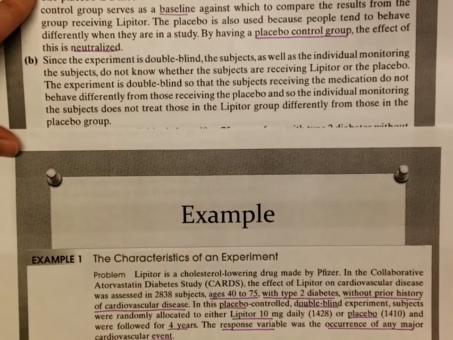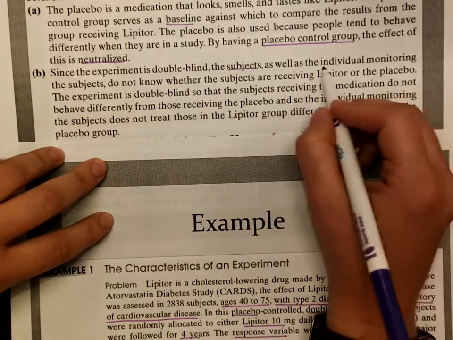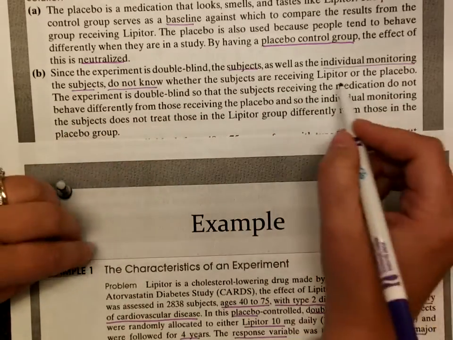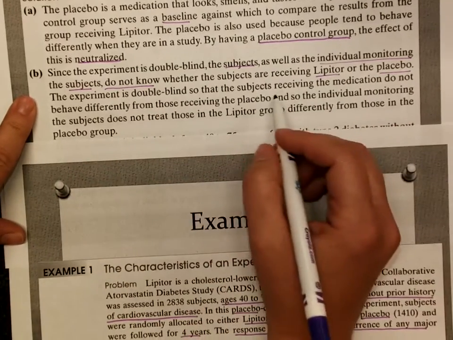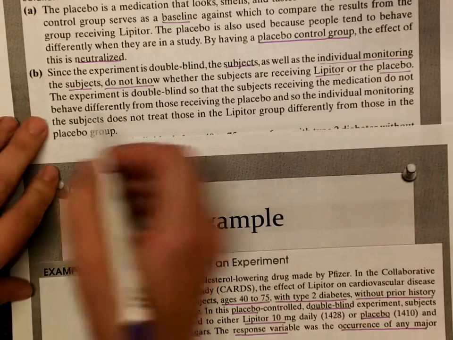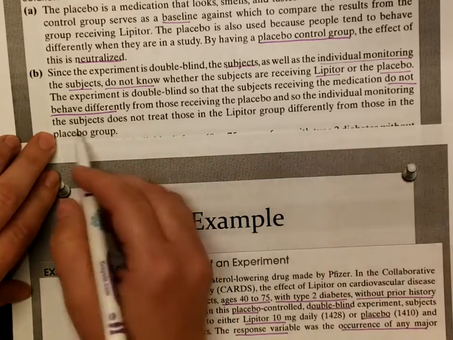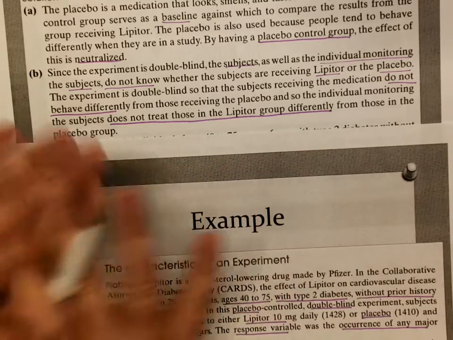Question B, what about double blind? So since the experiment is double blind, the subjects, as well as the individual monitoring the subjects, do not know which ones are getting Lipitor and which ones are getting the placebo. So it's double blind so that the subjects don't know and they don't behave differently, and the individual monitoring the subjects does not treat those in the Lipitor group differently. So everybody's neutral here.